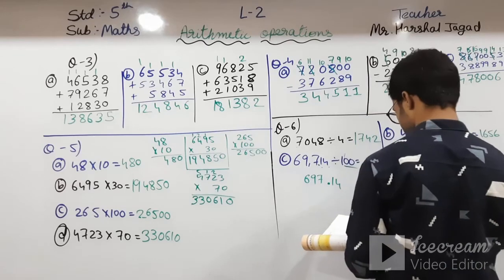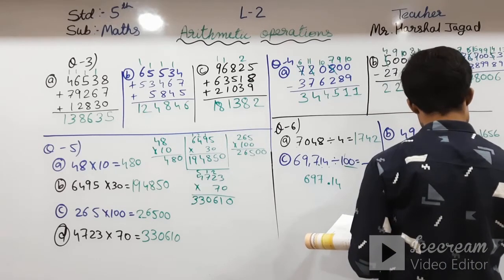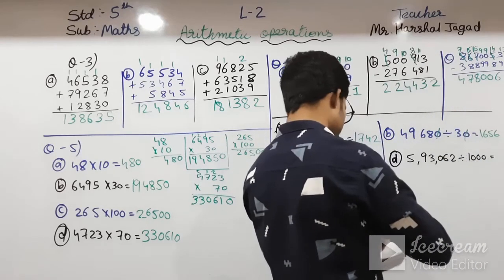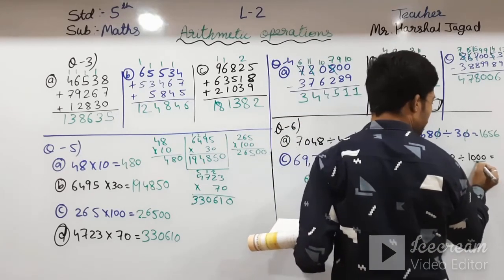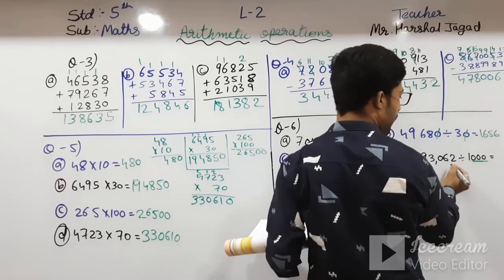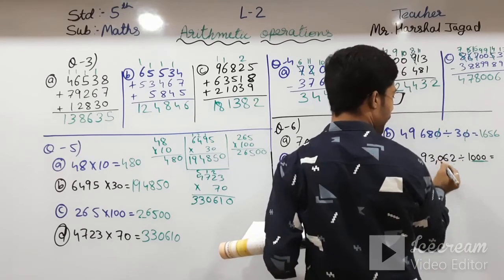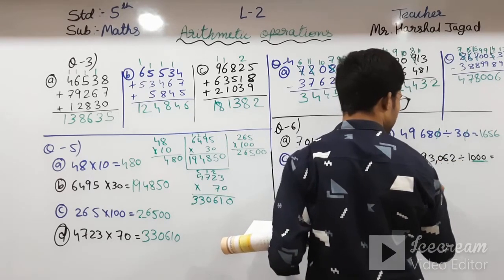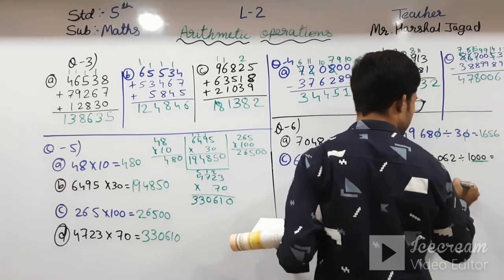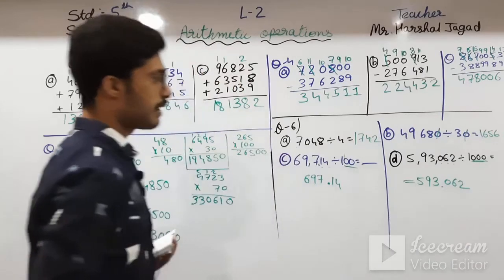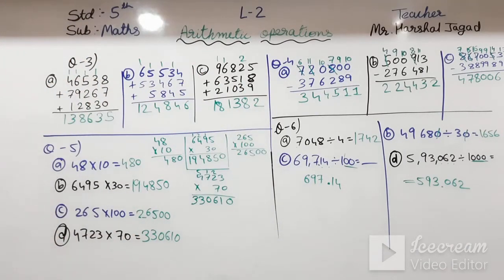Okay students, let us see another example of that type, that is in your textbook only, that is D, 593062 divided by 1000. So what will be the answer, students? Here there are how many zeros? There are 3 zeros. So 1, 2, 3, and here will be the point, that is the answer is equal to 593.062. This is our answer. Please note down the answers, students.